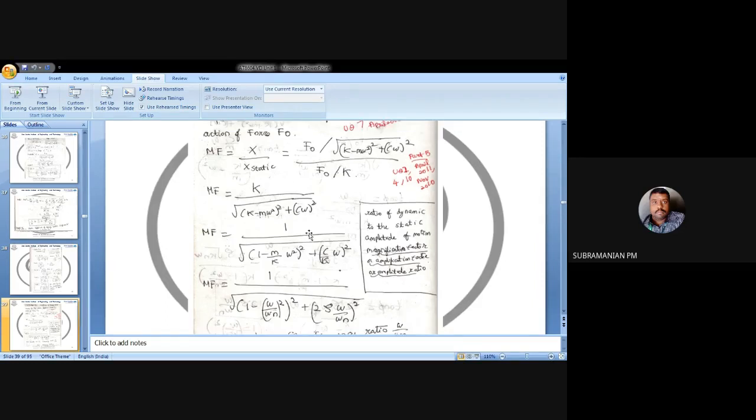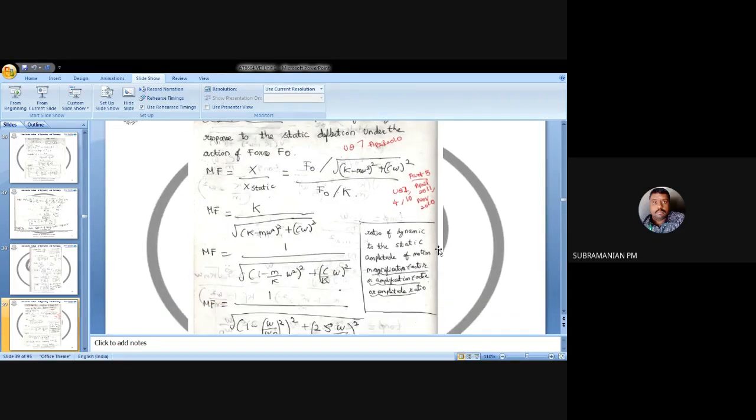The most appropriate definition, which I have taken from S.S. Rao, is the ratio of dynamic to static amplitude of the motion. This is the most appropriate definition for magnification factor. Dynamic means it is in motion. So the ratio of dynamic to static amplitude of the motion is the magnification factor. You should also be familiar with other names: amplification factor or amplitude ratio. Please go through these words: magnification factor, amplitude ratio.